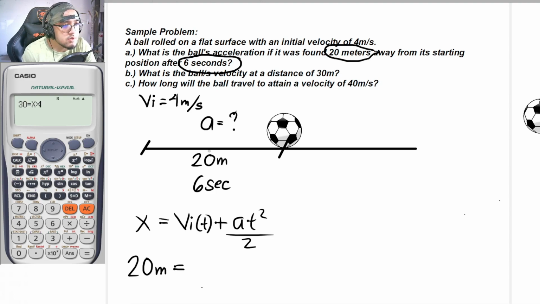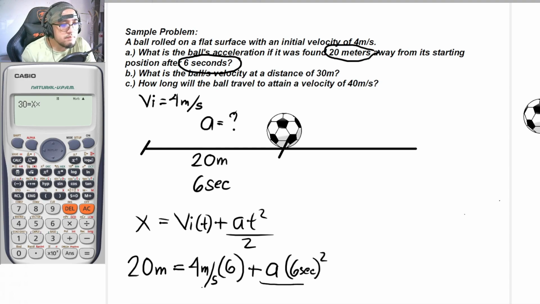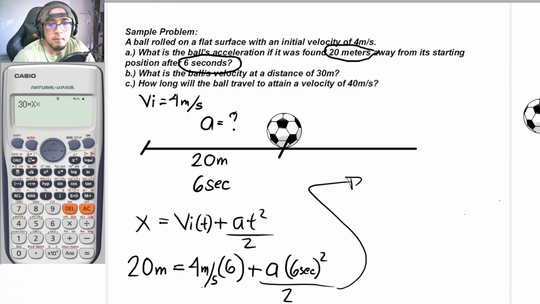So this is to be equal to VI, which is 4 meters per second, times time, and our time here is 6 seconds, so 6. So plus acceleration, and our acceleration is the one unknown, times time squared, that is 6 seconds squared divided by 2. Okay, so we can either make use of the shift solve feature of our calculator, or better yet, solve this algebraically.